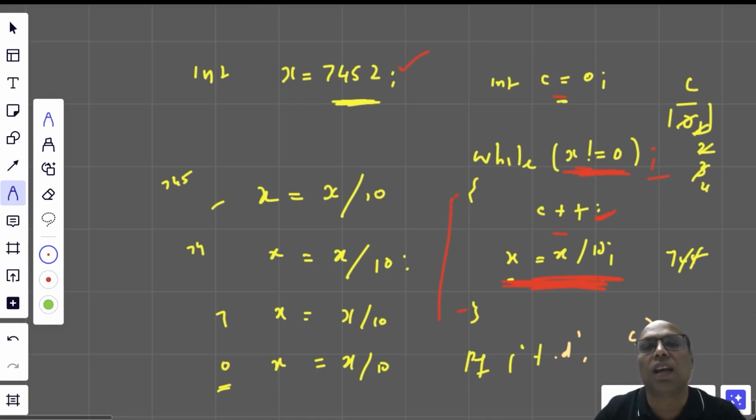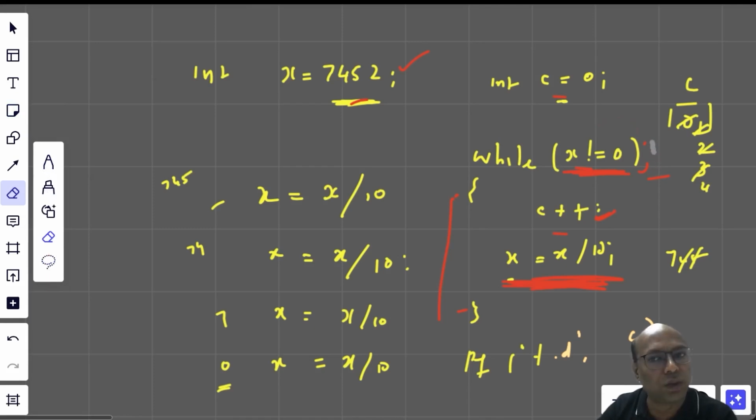In this case, initialization, condition, statement. The statement must have an updation also. There is no updation. Again, it will come back to the same place. That means x will never change. It will remain the same. It will become an infinite loop. Therefore, never put a semicolon after a while. Okay, remember, never put. I hope you understood this.